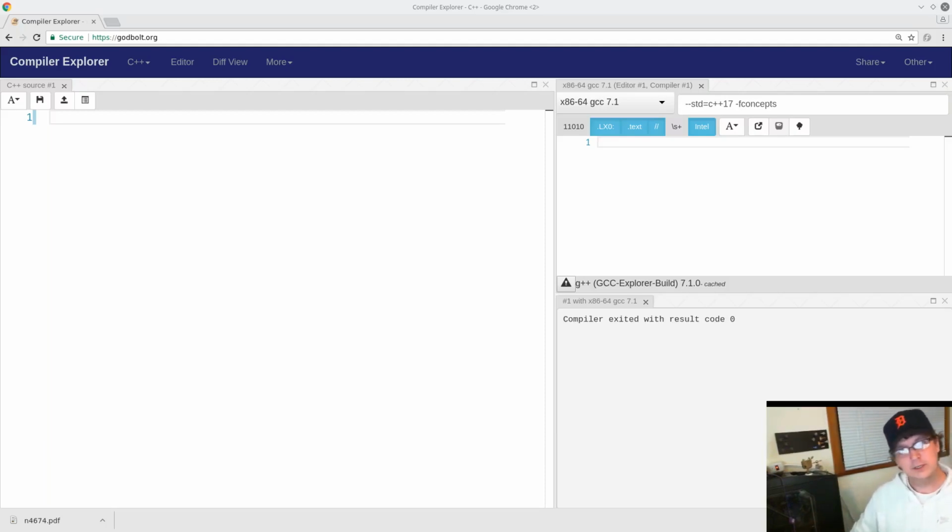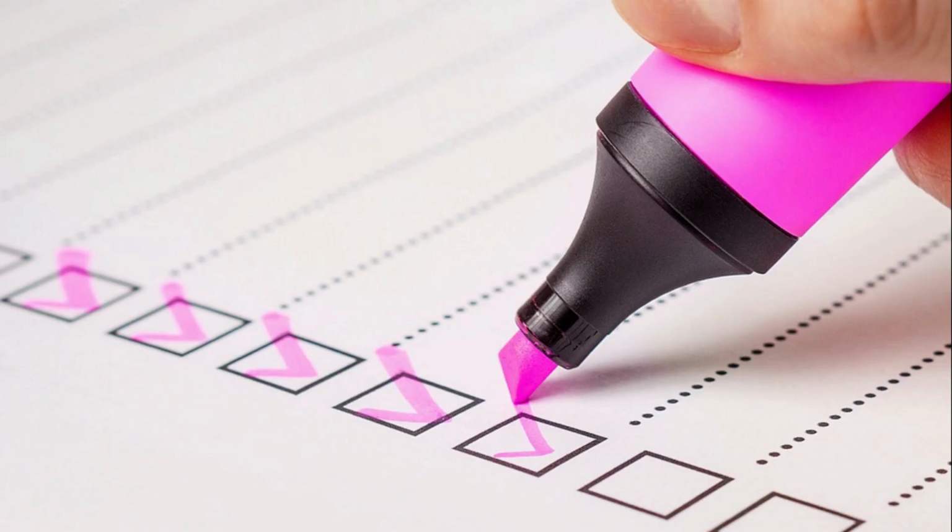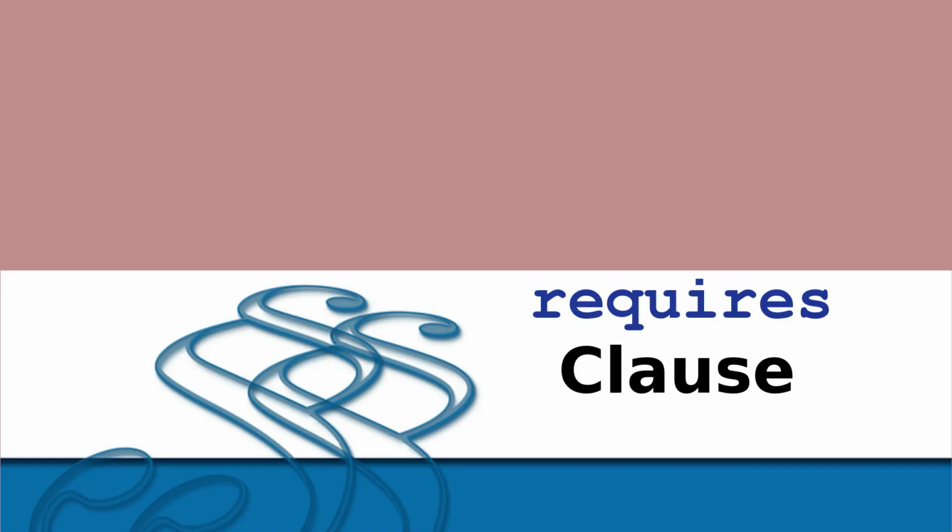Without further ado, let's jump in looking at what concepts is in the technical specification. The collection of requirements on a type is called a concept. In C++, we realize that in the language through testing the type against a set of requirements. In order to do that, we have a new feature in the language called the requires clause.